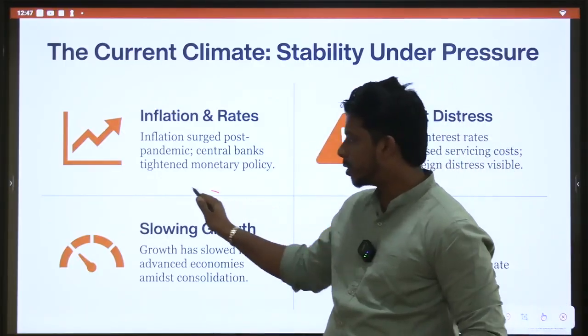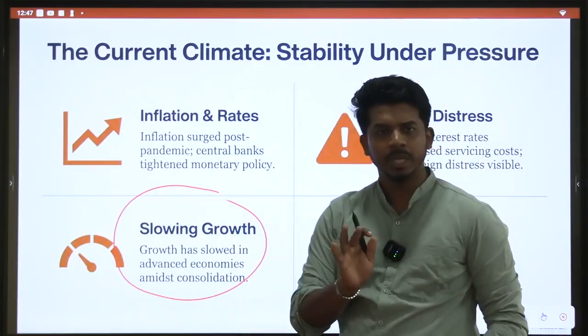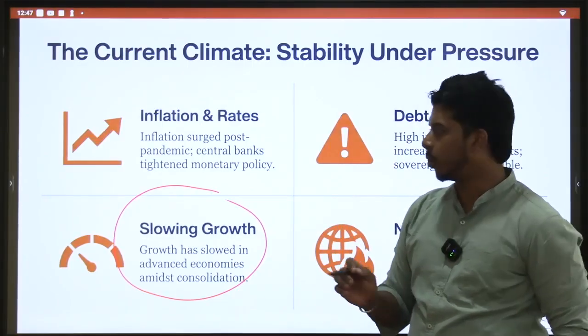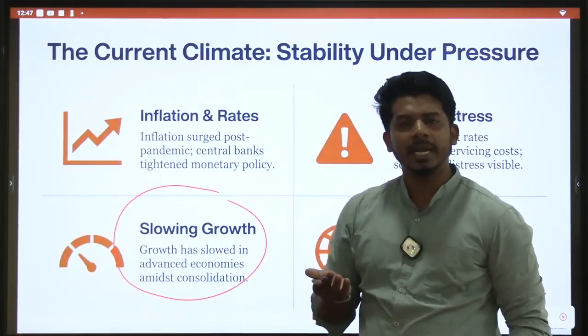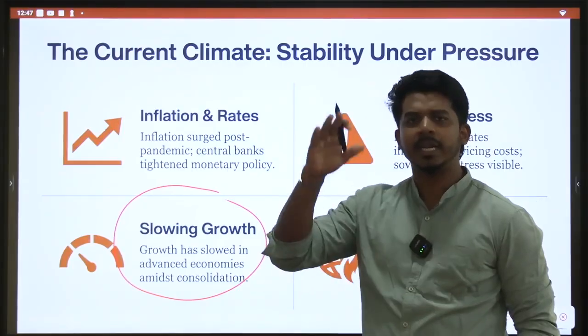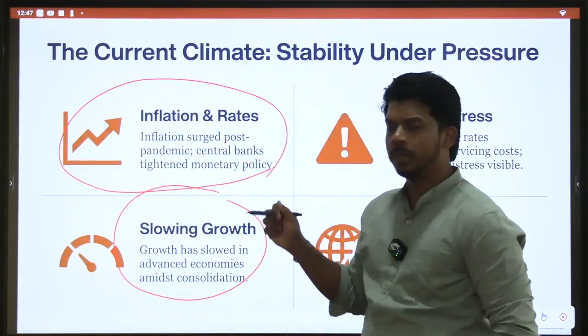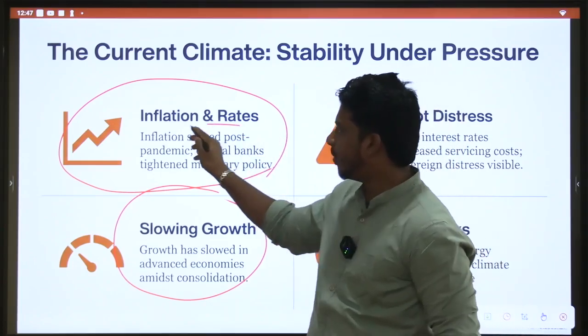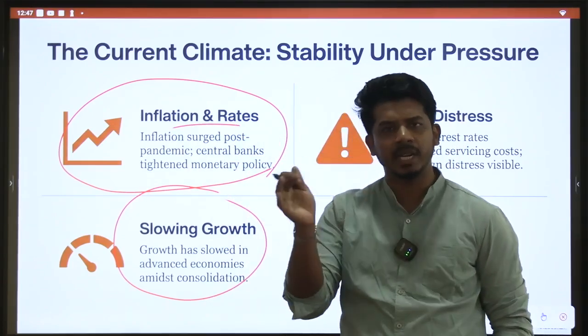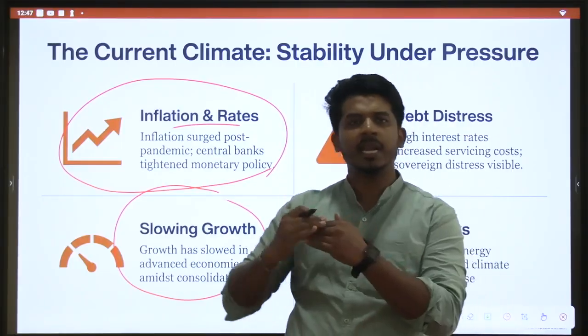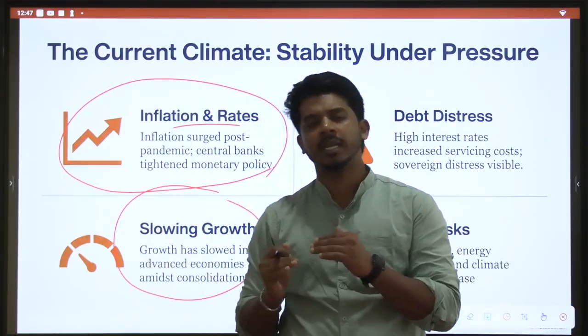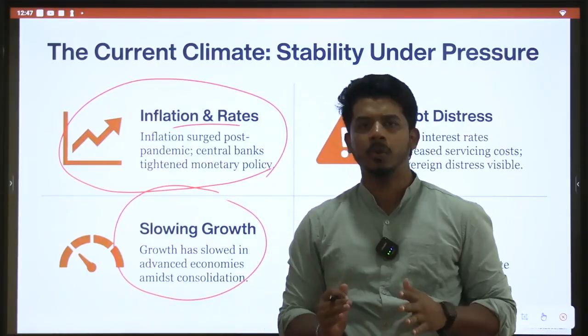First of all, many countries are seeing very slow growth. After the COVID-19 pandemic, the inflation rate, the prices in every country, had gone too high. Now they are cooling down. So inflation and rates are going in different directions in different countries. Some countries have very high inflation, some have decent inflation, some have low inflation.